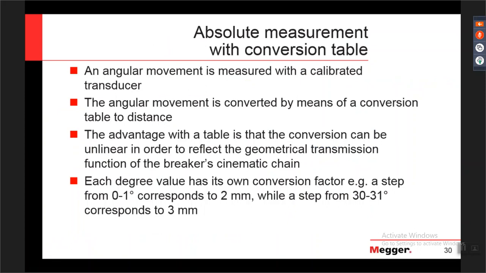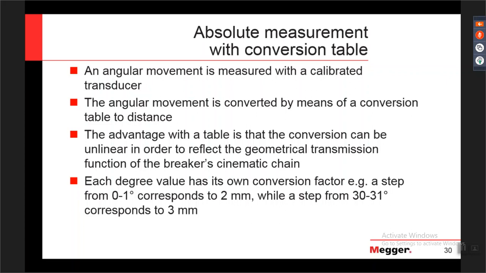Absolute measurement with conversion table. Then you use an angular movement, and you measure with a calibrated transducer, and then you convert the angular movement by a conversion table to a distance. The advantage with this is that the conversion can be nonlinear in order to reflect the geometrical transmission function of the breaker kinematic chain.